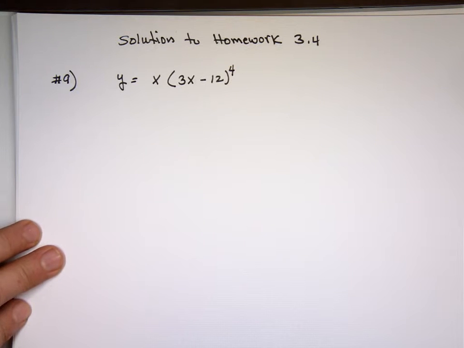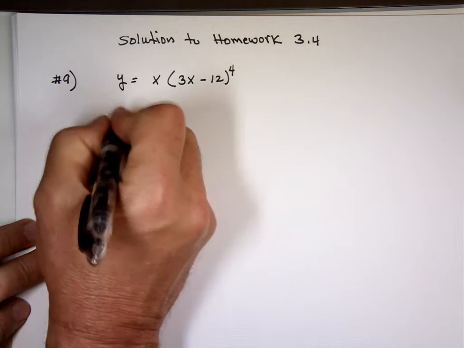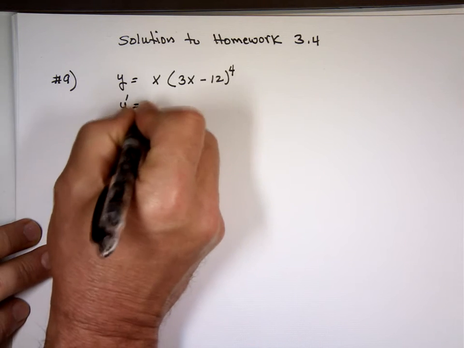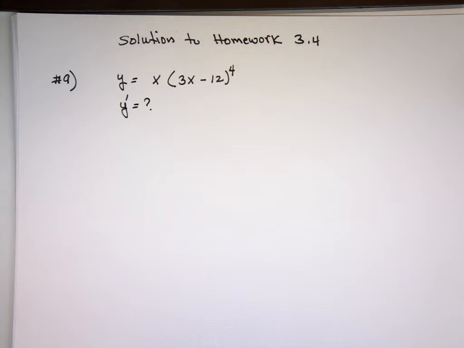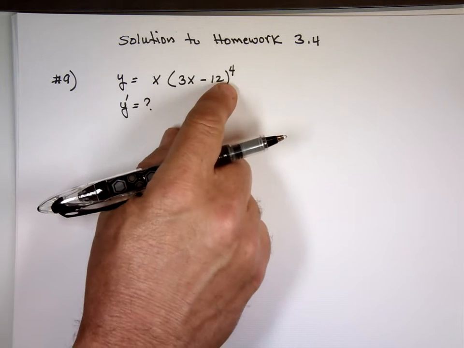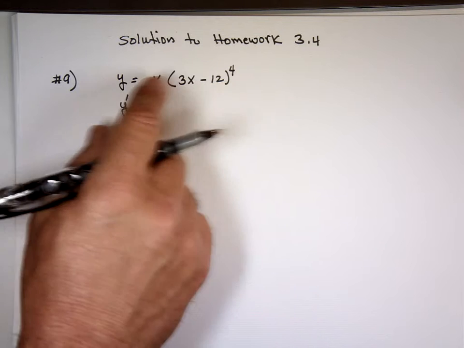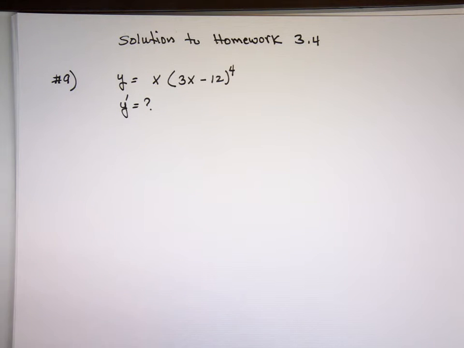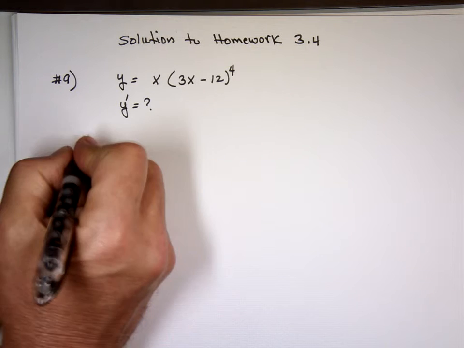y equals x times 3x minus 12 to the fourth power. And what is the derivative? Now you could technically multiply this one out 4 times, then multiply it by x, then take the derivative. It's not undoable. But I'm not going to do it that way. I'm going to use the product rule.